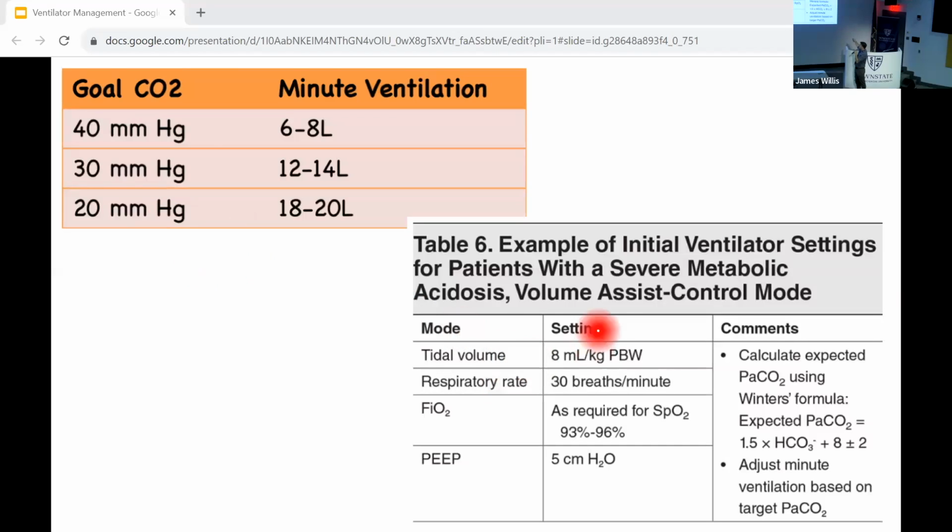8 mLs per kilogram predicted body weight. Is that safe? There is a trial called the PREVENT trial. If your patient isn't in ARDS, it was found to be okay to push it to 8 mLs per kilogram. Maybe even a little higher, but we'll keep it at that. 30 breaths per minute. It gives you a nice minute ventilation, and ventilate for that patient.